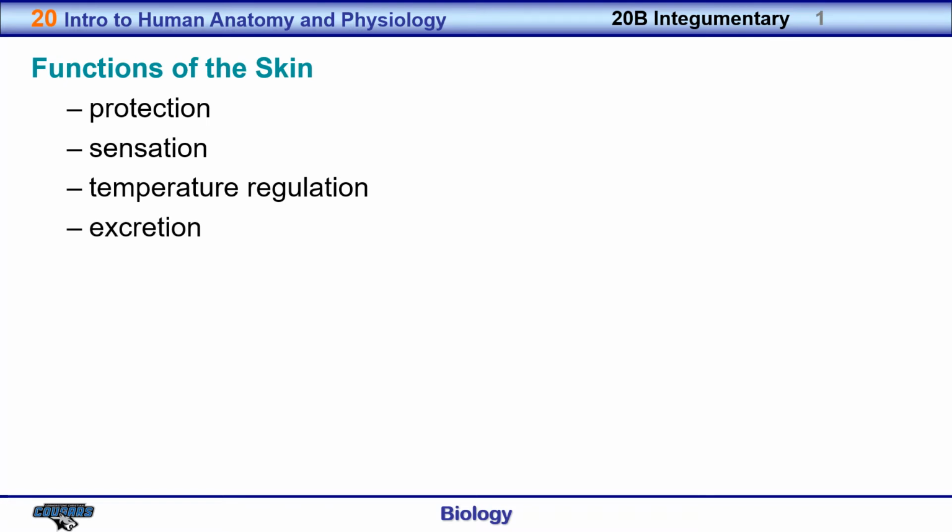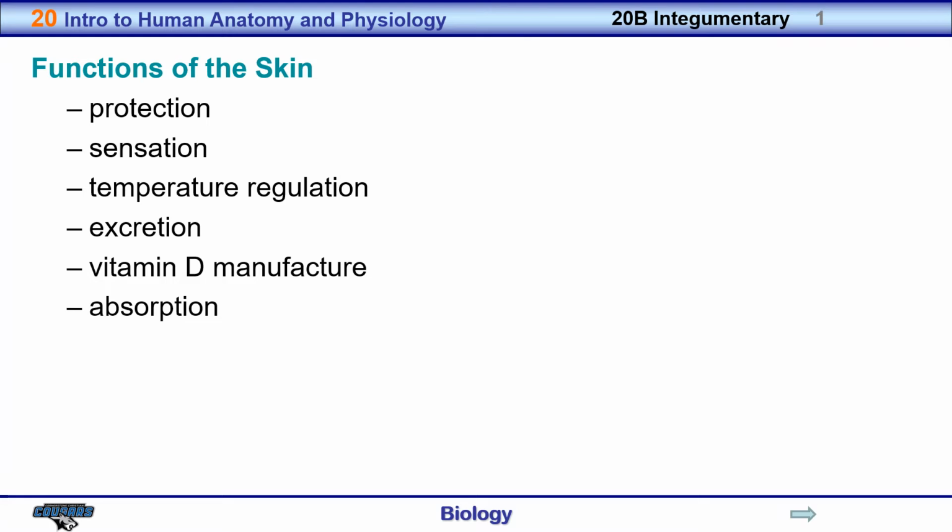Excretion. There's a small amount of body waste that is excreted as sweat. So it's not our main excretory system, but it helps with that. Then vitamin D manufacturing. The skin produces a small amount of vitamin D, which is necessary for our body to be able to absorb calcium and to properly develop bones and teeth.